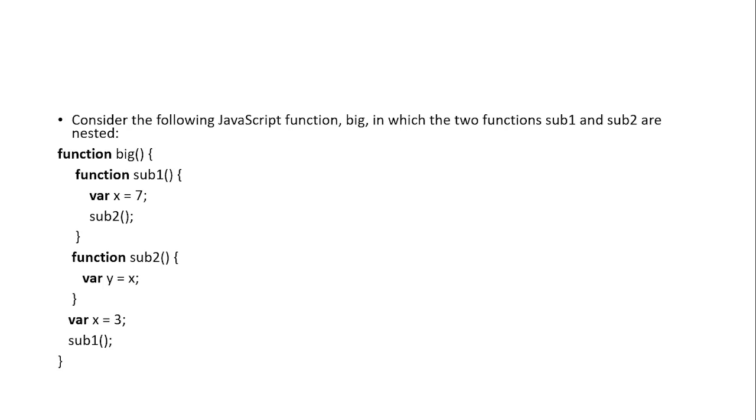So we'll see the following JavaScript function big. The name of that function is big, in which the two functions sub1 and sub2 are nested. Look at this function big. It has a function sub1, and there is a definition for sub1 that includes a variable x with value 7, and it calls sub2. Function sub2 is defined here, and it has a variable y that will contain the value of this variable x. And after that, inside this big function, we have variable x equal to 3, and that calls sub1.